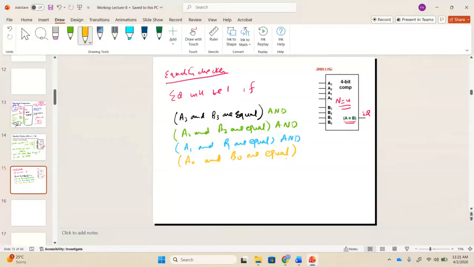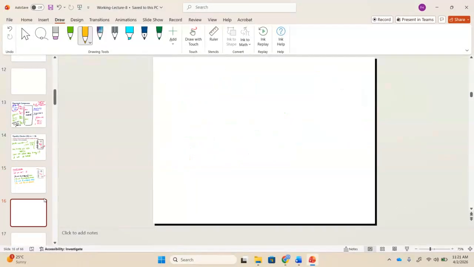Okay, now let's assume what we are going to do. We are comparing bit by bit. Can we see here? So let's assume if we want to compare, how can we get this?